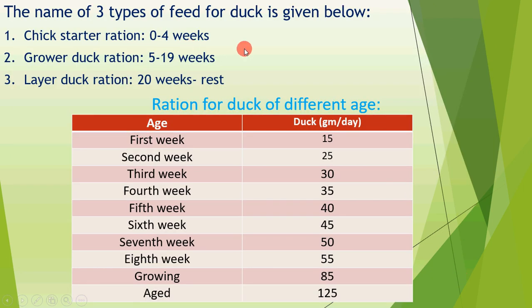Next stage, duck. So what will be the duck ration? Here you see 0 to 4 weeks they need the starter ration, 5 to 19 weeks they need grower ration, and 20 to the rest they need layer ration. And here is the duck requirement according to the age. Like the first week they need 15 grams per day, again increasing week after week. Like the fourth week they need more, 35, sixth week they need 45, seventh week they need 50. So you have to memorize this type of thing properly.